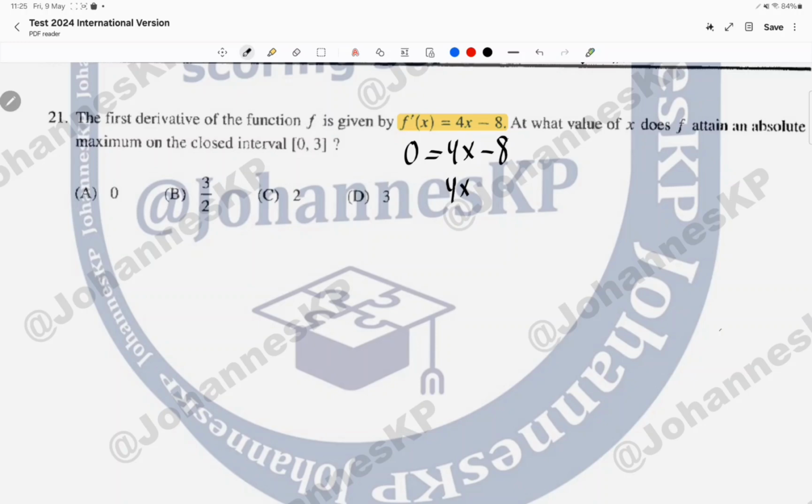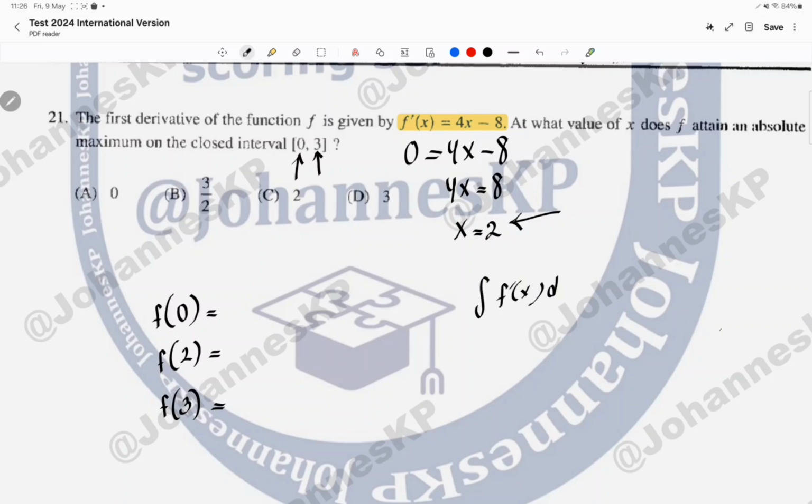So 4x is equal to 8, x is equal to 2. You must now do what? You must now assess those 3 points. What 3 points? x of 2, x of 0, x of 3. So I must do f of 0, f of 2, f of 3. You must plug them in the f. But guess what? We don't have the f. We only have the f prime. Yes. How do you go from f prime to f? You have to integrate. Integrate f prime to get f.